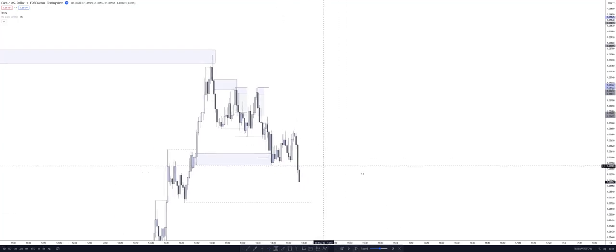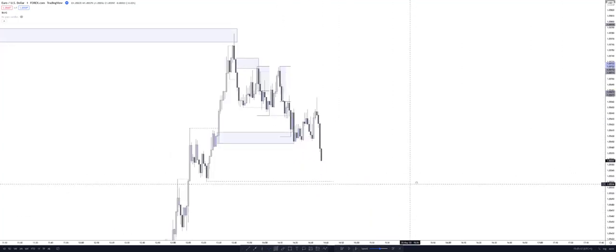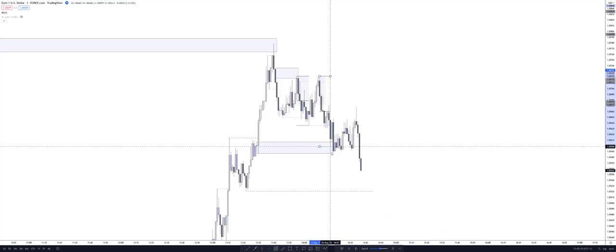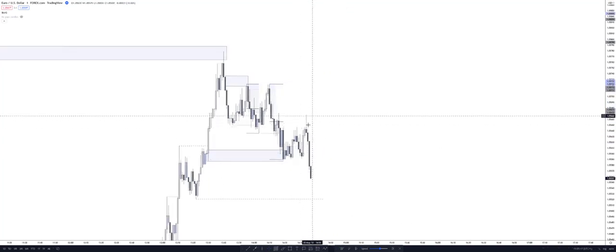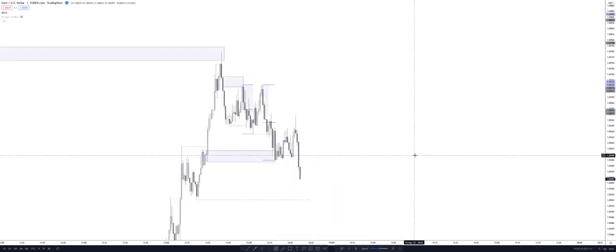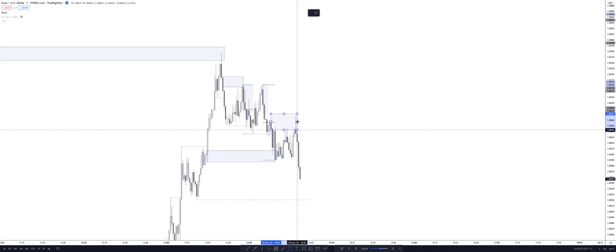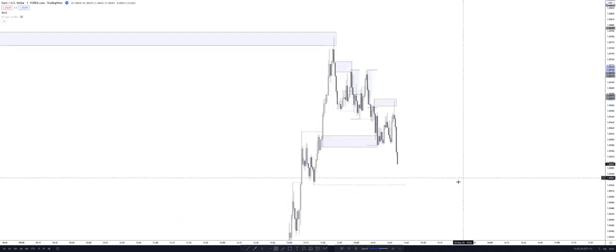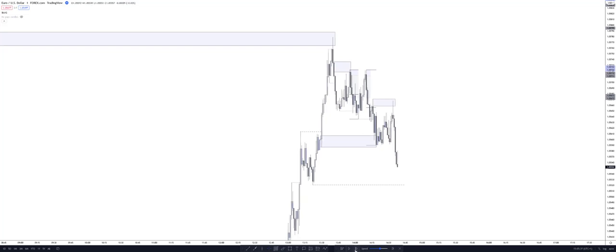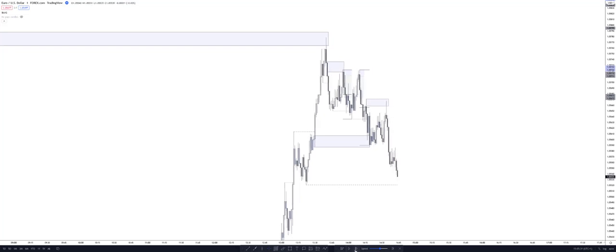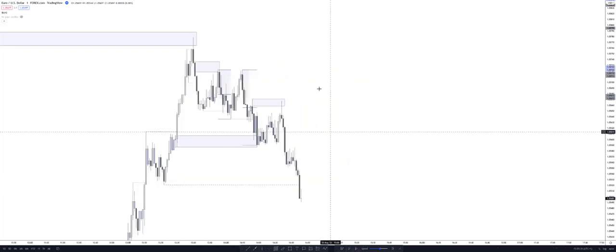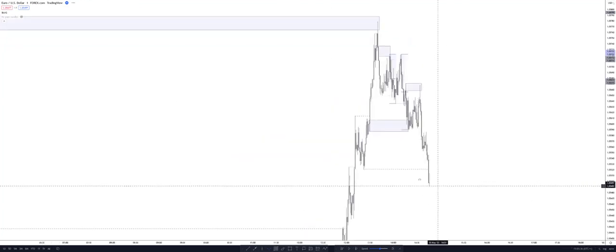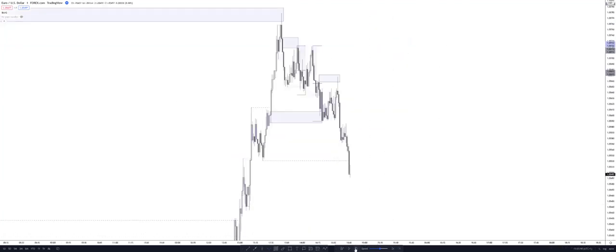As you can see, price eventually just continued down. Okay, so you know, there may have been an entry in here, but it wasn't so safe to look at that point. And then price continues just to break down from there.